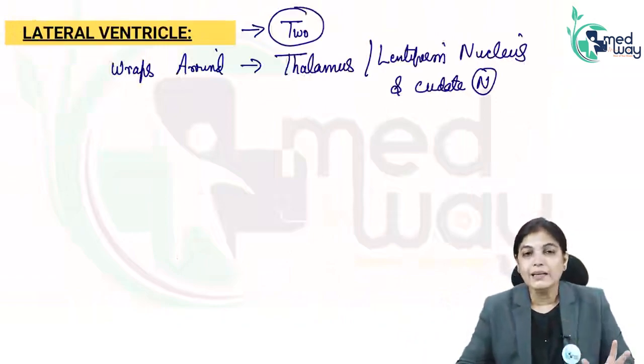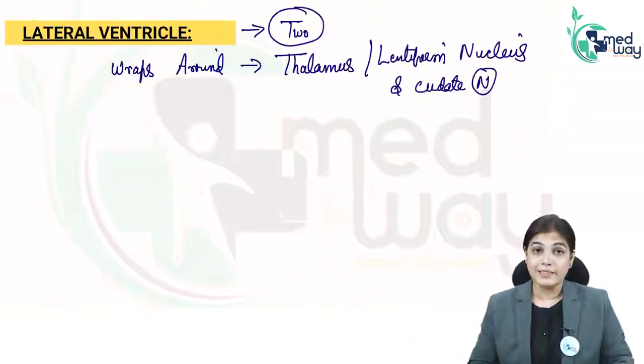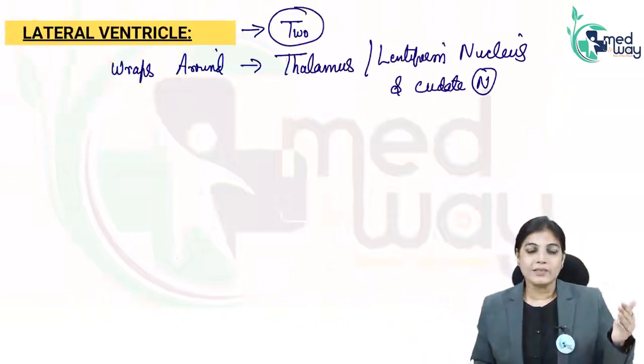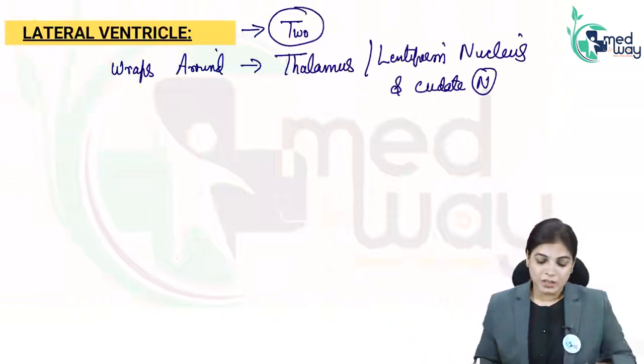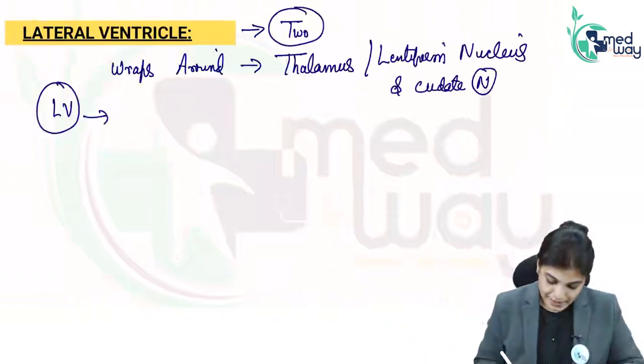Now here, if we talk about the lateral ventricle, there are parts of the lateral ventricle, and we have to know exactly what structures are related to it. So we have to know about this one by one. So let's talk about it: each lateral ventricle is separated from the other by the septum pellucidum.